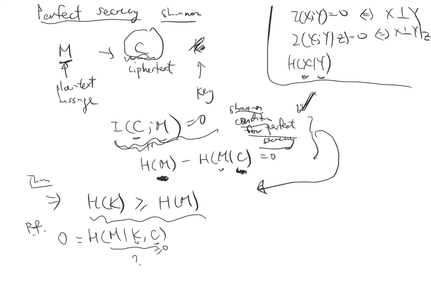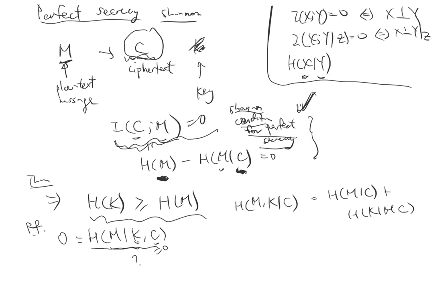So, but I can write H(M,K|C). Actually, I didn't show these things yet, but let me show this at the same moment. I will argue that this is equal to H(M|C) plus H(K|M,C). Or actually, I want the other expression here: H(K|C) plus H(M|K,C). So I have something like a chain rule. In general, if I have H(A,B|C), where A, B, C are all random variables, I have H(A|C) plus H(B|A,C).